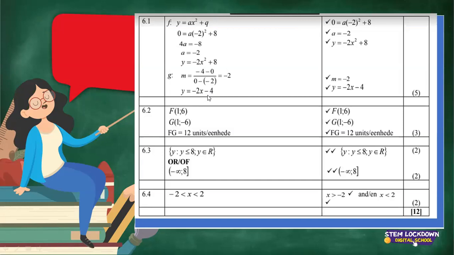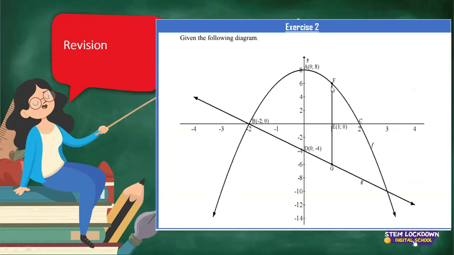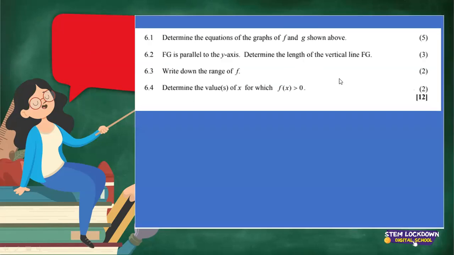So when x is 1, y will be minus 6. So what you're saying basically is that the value of f is 6, while the value of g is minus 6. So to find the length of FG, it will be 6 minus minus 6. So 6 minus minus 6 will be 6 plus 6, and that will be 12. So the length of FG is 12.